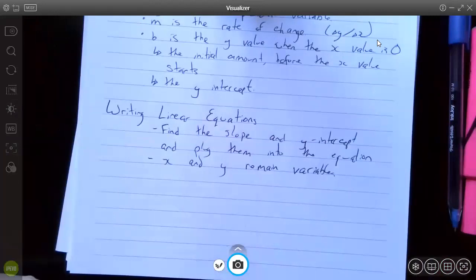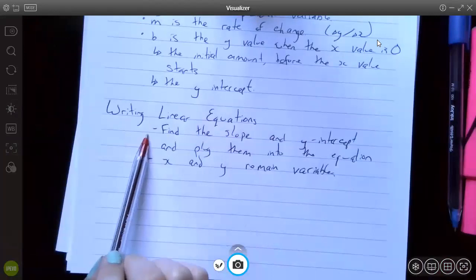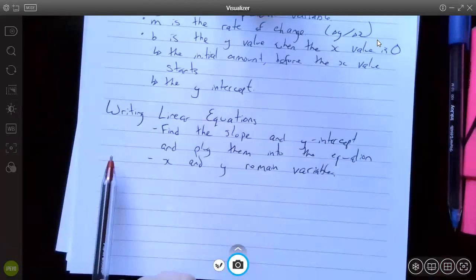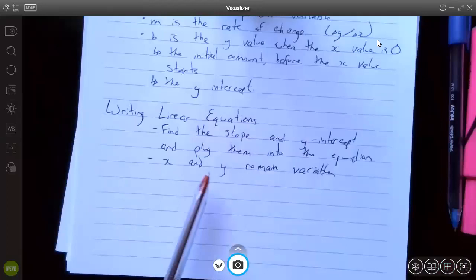You do always want to start by finding the slope and the y-intercept. Those will often need to be calculated. And then you plug them into the equation, y equals mx plus b. In your final equation, the x and the y stay as variables, so they stay as x and y. Just the m and the b values should be replaced with numbers. So let's look through a couple different examples of this.